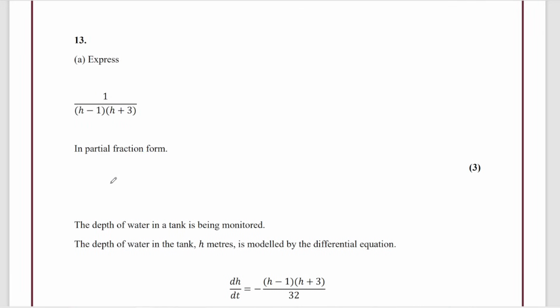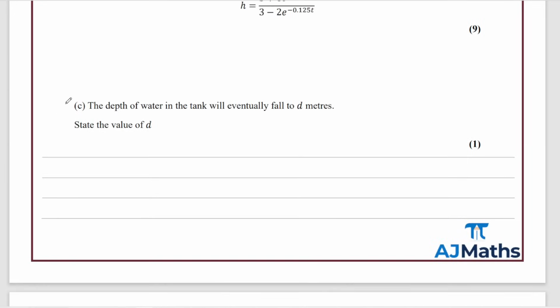If we take a look now at question 13, for the first part of this question, part A, all we want to do is express this algebraic fraction here in partial fraction form. So let's scroll down a little bit here. For part A then, we have the algebraic fraction of 1 over h minus 1 and h plus 3. If we split this up into partial fractions, we're going to get a over my first factor of h minus 1 plus b over my second factor of h plus 3.